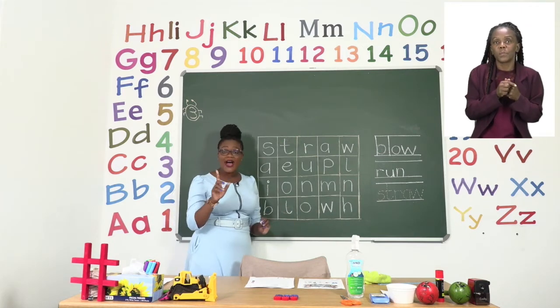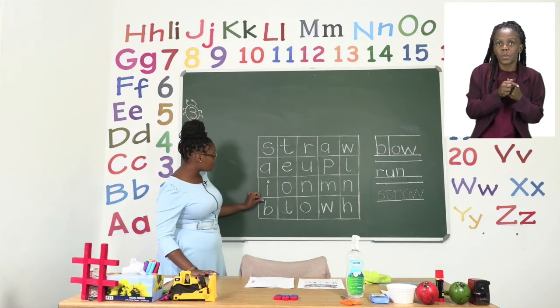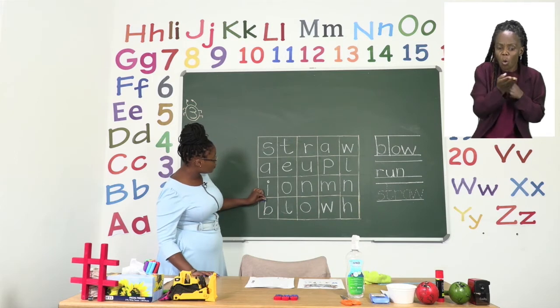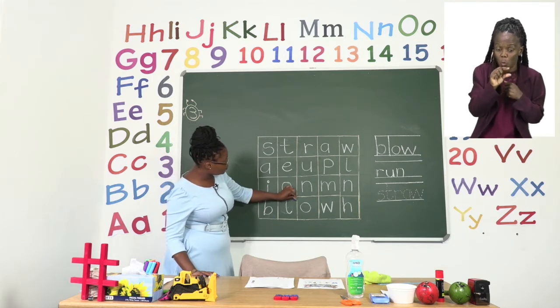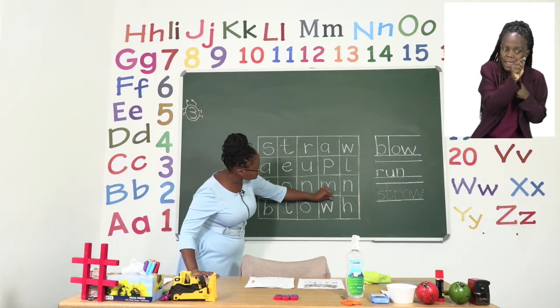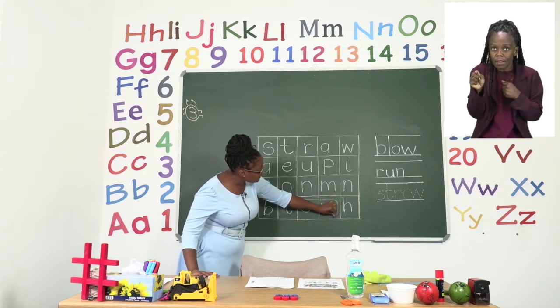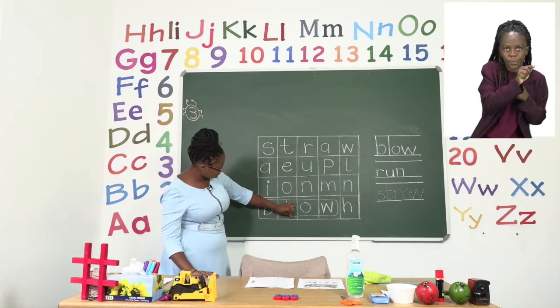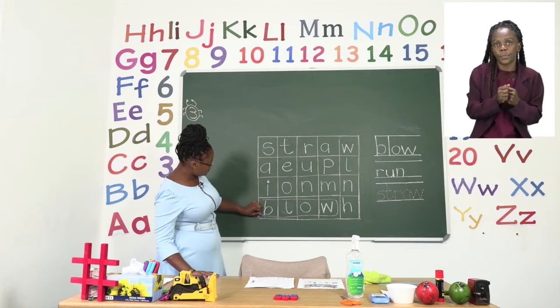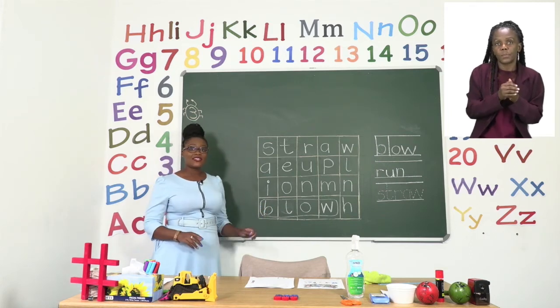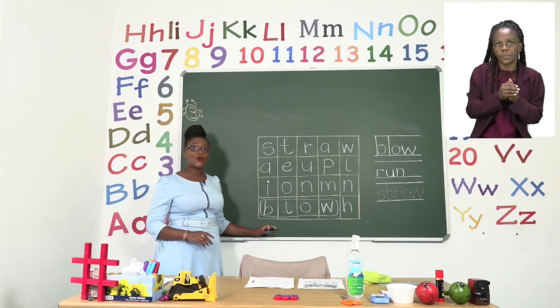So when we find our letter, boys and girls, we circle it. And let me show you how. We go right across to each of the boxes, circling around the letters, up until we stop from where we started. So this is our word blow.